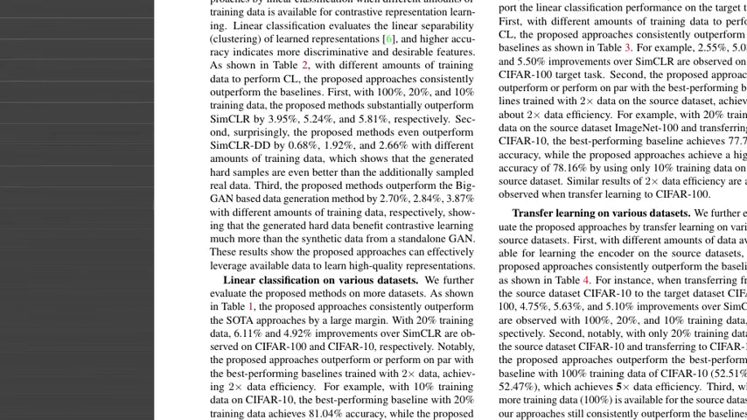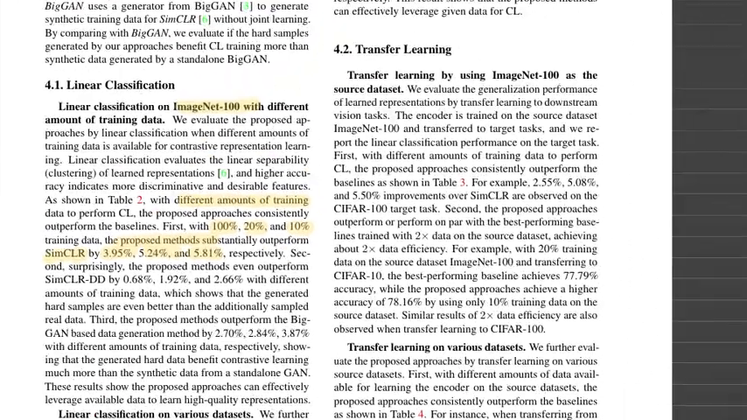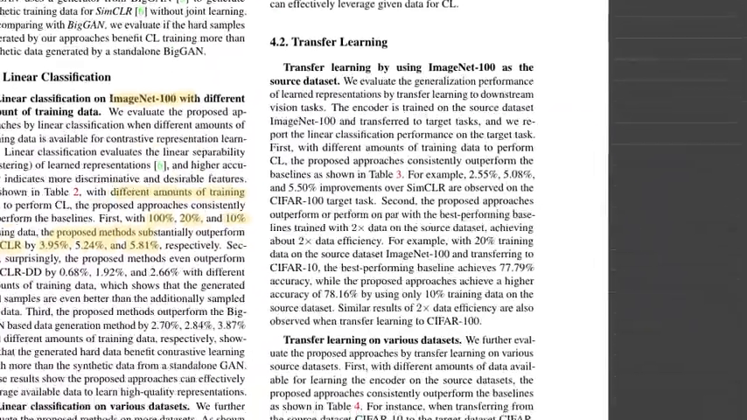Considering linear classification on ImageNet 100, they show that when using different amounts of training data, meaning 100%, 20%, and 10%, the proposed method outperforms SimCLR by these margins. And as you can see, the less data we have available, the higher the performance gap between this model and SimCLR as a contrastive learning baseline. The same was shown on some other datasets as well.